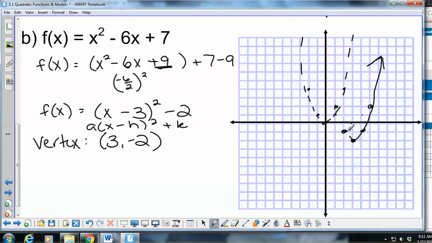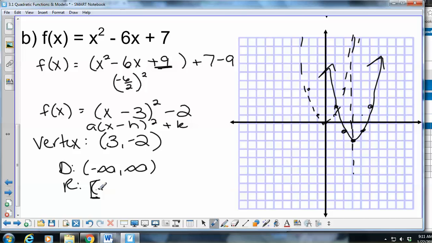If I ask you to draw the axis of symmetry, where's that? At x equals 3, right? The vertical line going through there. Okay. What's the domain? Negative infinity to infinity. The range? Negative 2, bracket, to infinity. Are those okay?